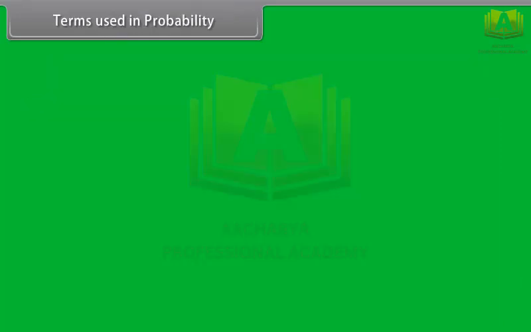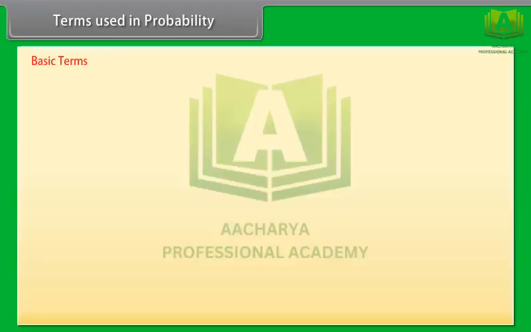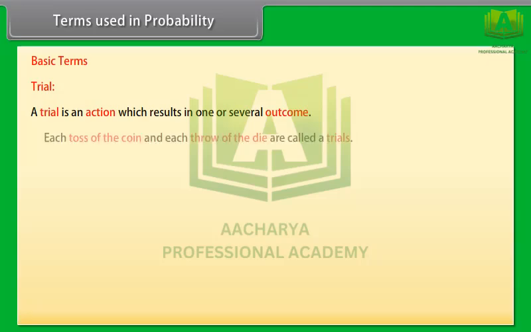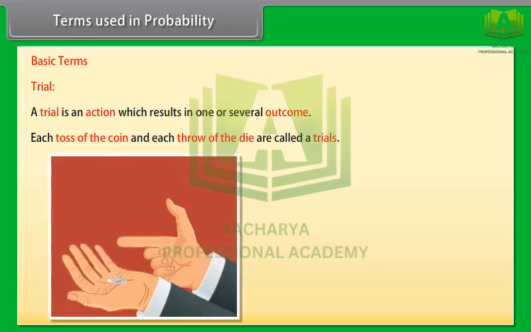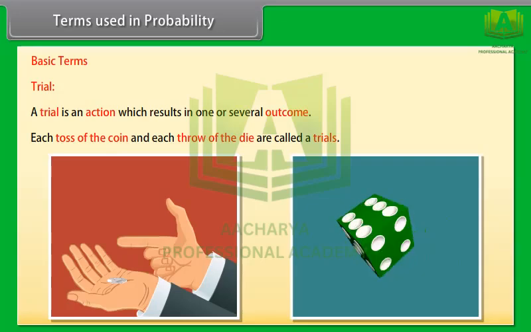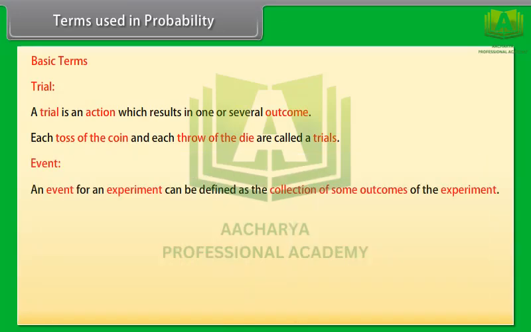Similarly, we can do the experiments with a dice, or by using 2 coins, or using cards. Terms used in probability. Before going further, let's learn about basic terms used in probability. Trial. A trial is an action which results in one or several outcomes. For example, each toss of the coin and each throw of the dice are called trials. Event. An event for an experiment can be defined as the collection of some outcomes of the experiment.